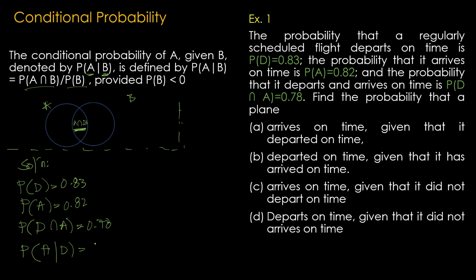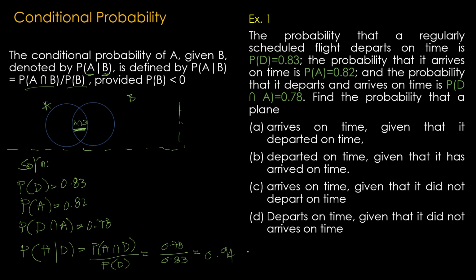So, this is using our conditional probability. That would be the probability of the intersection of A and D all over the probability of D. So, that would be the intersection 0.78 divided by the probability of D, the 0.83. So, the answer is 0.94, meaning this is the probability that it will arrive on time given that it departed on time.